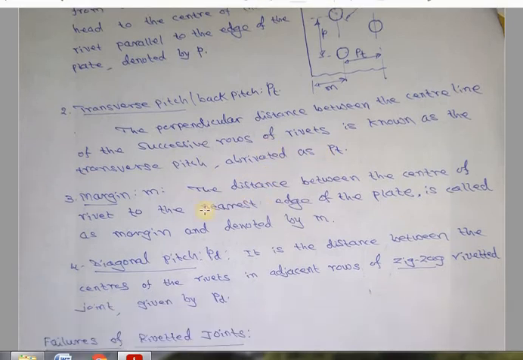Then I have the margin, M. You can see on the figure, the margin M is from the edge of the plate to the first row, the center of the first row. That distance we call the margin. So the margin is the distance between the center of a rivet and the nearest edge of the plate, denoted by M. The margin also plays an important role in the design calculations.